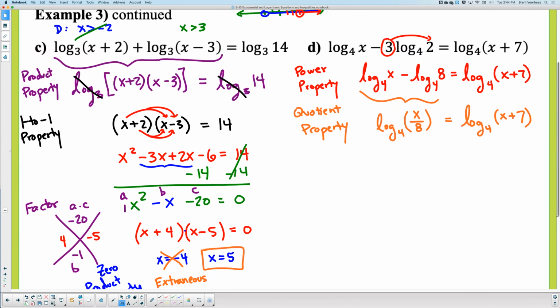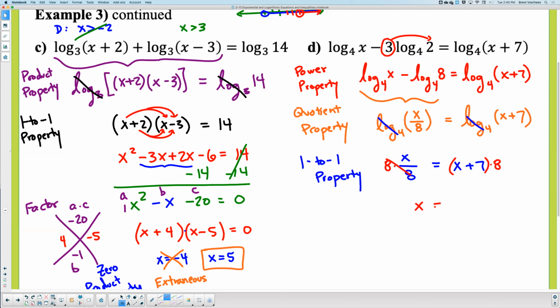Now what can we do? If it's one log equaling another log, we can apply the one-to-one property. Which means we have x plus x divided by 8 has to equal x plus 7. How do y'all want to solve that? Okay, we can multiply both sides by 8.